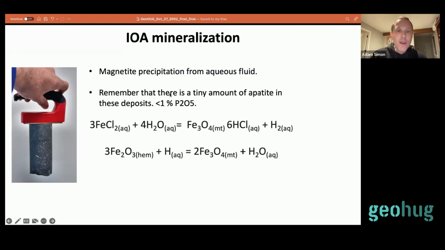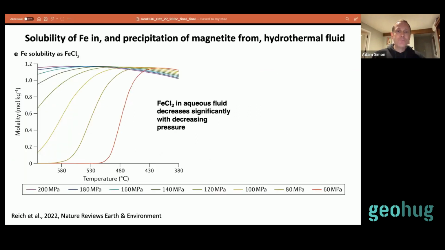And I want to make a point here. Remember that iron oxide apatite deposits are fundamentally magnetite deposits. The amount of apatite in these deposits is very, very small. I mean, there is a whiff of apatite in some of these systems. And that's really important because a lot of people advocate models that require lots of apatite, and it's just not there. We have done modeling in a paper that I reference on the lower left.